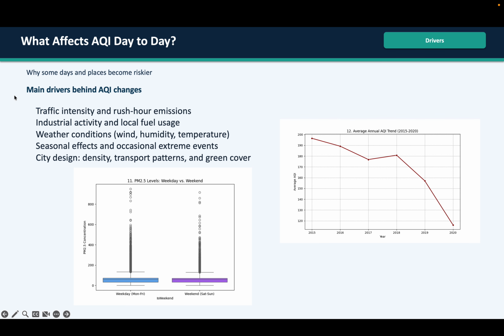So what other factors play a role? There is traffic, rush hour emissions, car engine emissions, industrial activities, and weather conditions such as wind, humidity, and temperature. City design can be an important factor, and seasonal changes too. All of these factors could be taken into consideration.